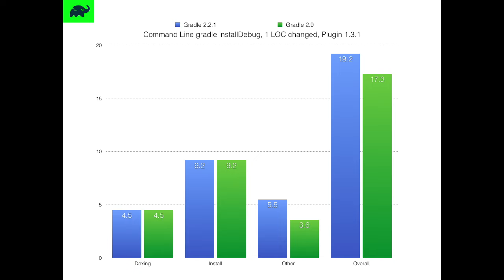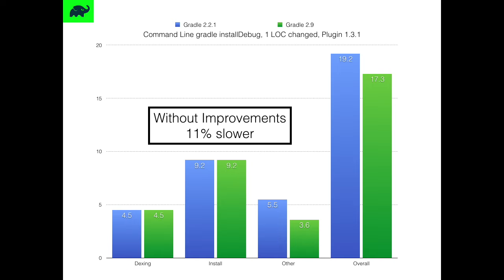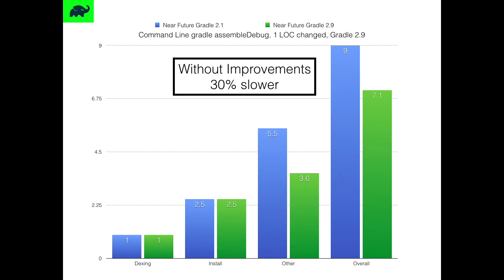Of course, dexing and installing, Gradle has nothing to do with it. It just delegates to the Android tooling. That hasn't improved, but if you look at all the other activities, the time got down from 5.5 seconds to 3.6 seconds. So without the improvements in Gradle, it would be 11% slower, right? And now with all the dexing and installing improvements, without improvements, Gradle would be 30% slower. So it's a high motivation now for us to make that thing as fast as we can make it.